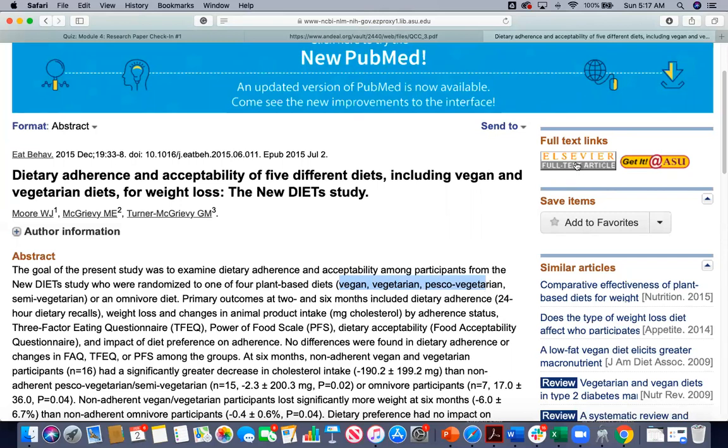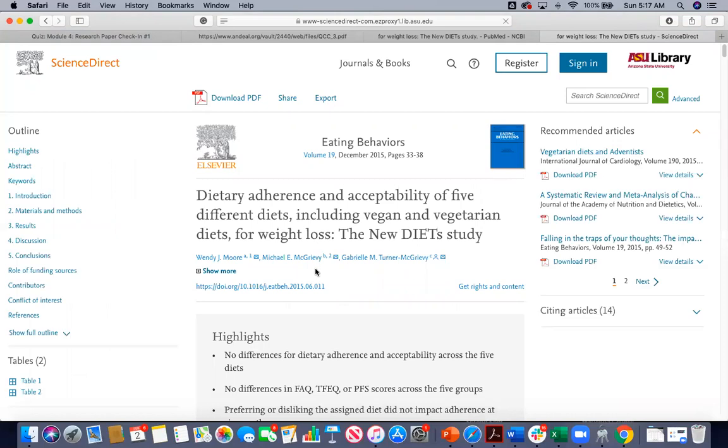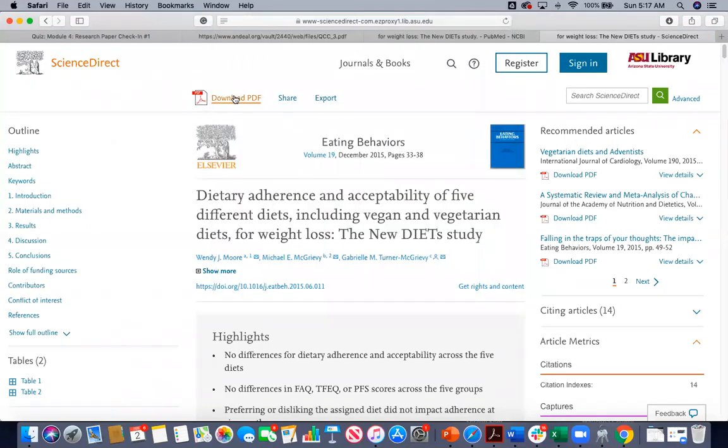All right, so then I'm going to click over here. I find that clicking on anything but the Get It at ASU takes me closer to the full text. So I would encourage you to click on whatever other icon there is besides that Get It at ASU, because then it kind of takes you straight to this. Do not just give me the web address from this. You still need to keep going.